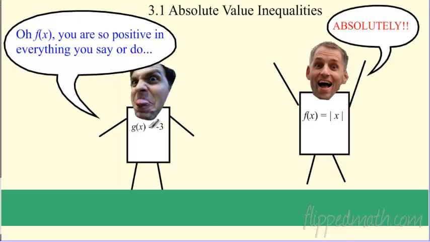This is Mr. Kelly, if you didn't recognize that sweet face. There's Mr. Kelly. What's he saying here? Something hilarious, I imagine. Oh, f of x, you are so positive in everything you say or do. Because here's his function. He's the g of negative 3. What's Mr. Bean got to say about it? Absolutely hilarity. Mr. Kelly does it again. Look at that, he's an absolute value function. Welcome, Mr. Bean. Glad you're joining us. You'll see him later on this year with a couple of chapters.